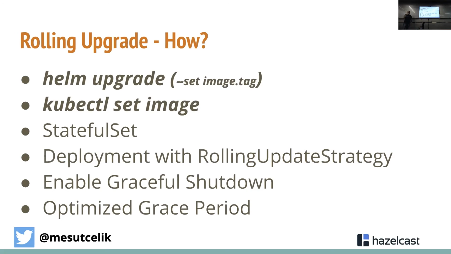As I explained, the Hazelcast Helm chart is using StatefulSet, and you can also use the Deployment Kubernetes object, but you need to configure a rolling update strategy, because when you do scaling or rolling update with the deployment, you might end up killing multiple pods at the same time. And you need to enable graceful shutdown in Hazelcast and optimize the grace period. So in rolling upgrade, you need to consider those things. Or you can just use the Helm chart with Helm upgrade.